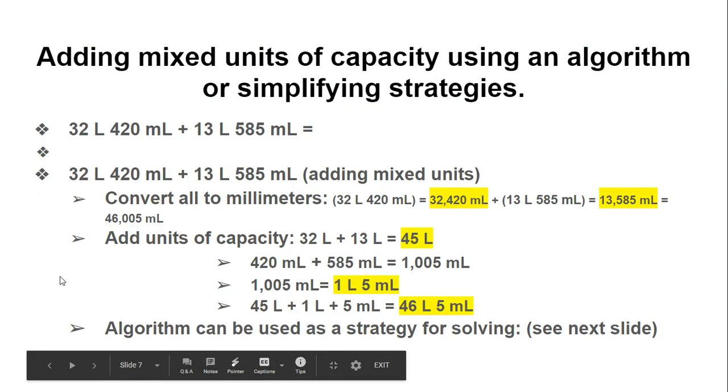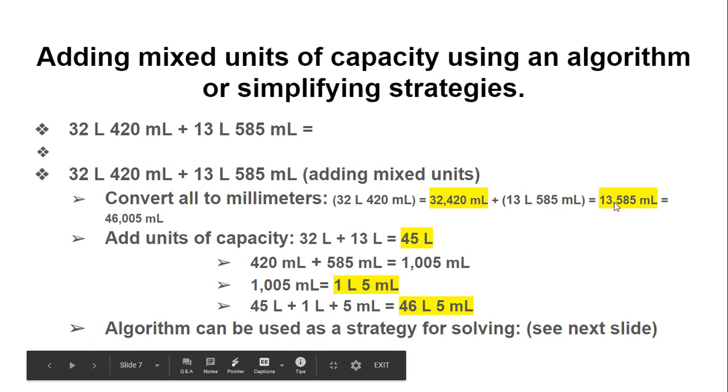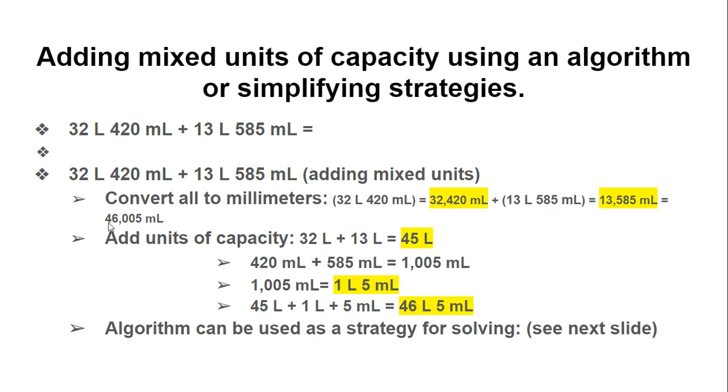Adding mixed units of capacity using an algorithm or simplifying strategies. So 32 liters, 420 milliliters, added to 13 liters, 585 milliliters. First, I would convert all to milliliters. So 32,420 milliliters, added to 13,585 milliliters for a total of 46,005 milliliters.